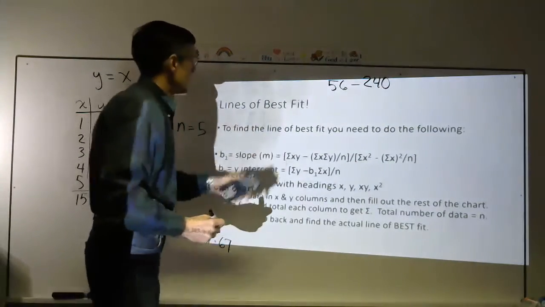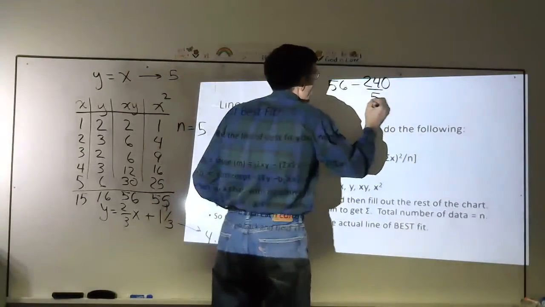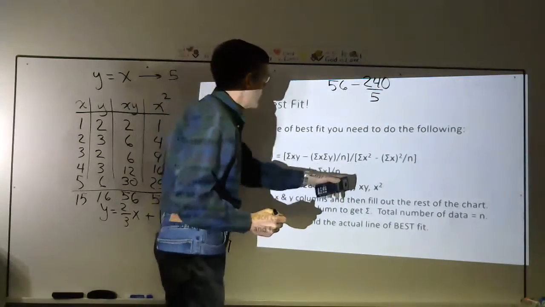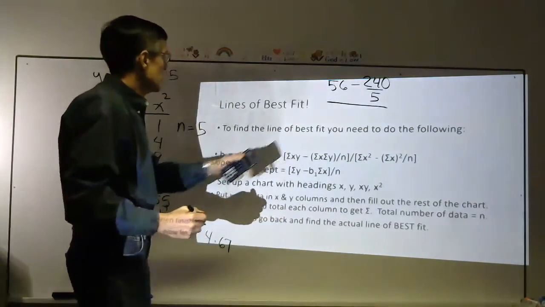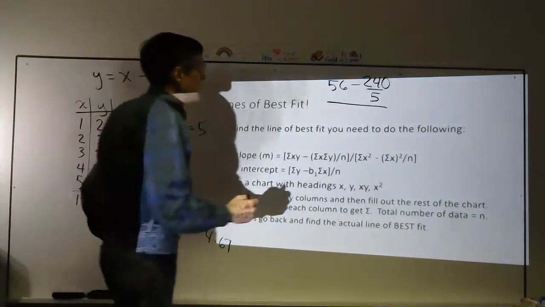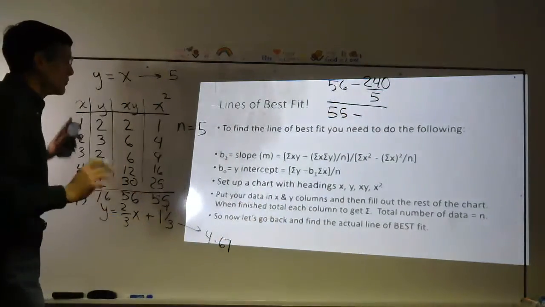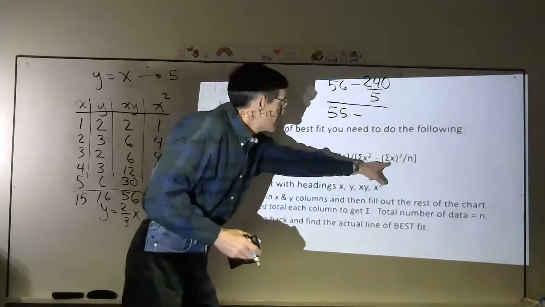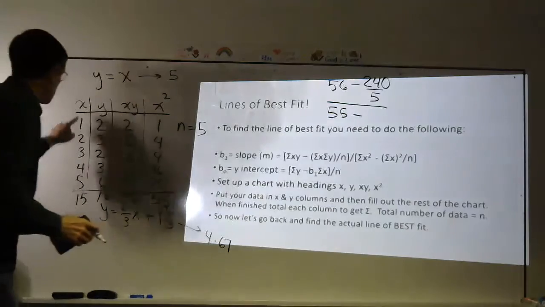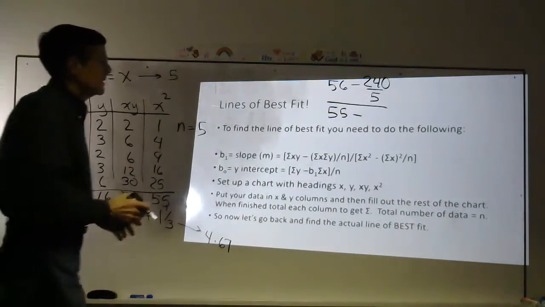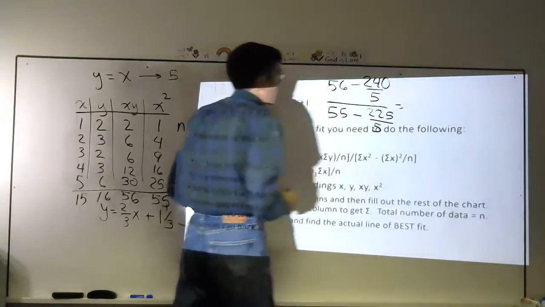Okay, over n, and n is 5, and then divided by this whole mess, the summation of the x squared is 55, minus the summation of the x's squared. This is different from this, okay? This is the summation of the x's. 15 squared is 225 over n again, 5. Okay?